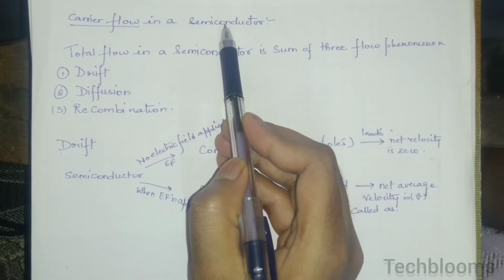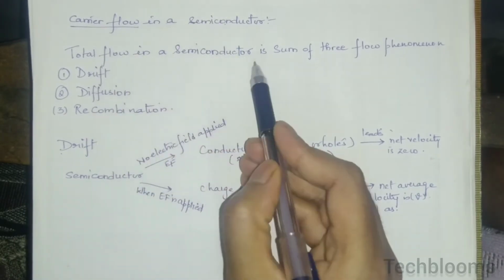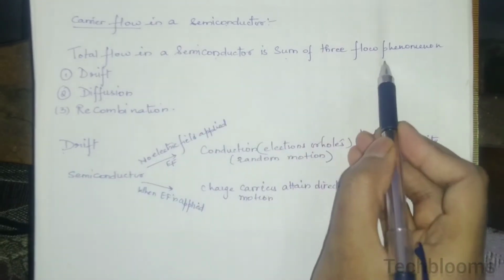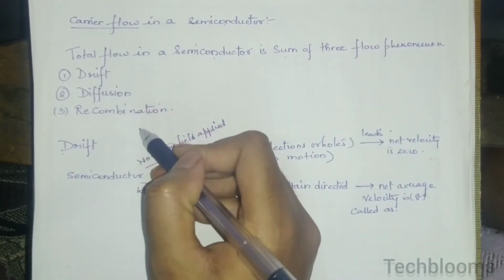Before moving into the diode characteristics, let's look at the carrier flow in a semiconductor. The total carrier flow in a semiconductor is the sum of three flow phenomena: drift, diffusion and recombination.